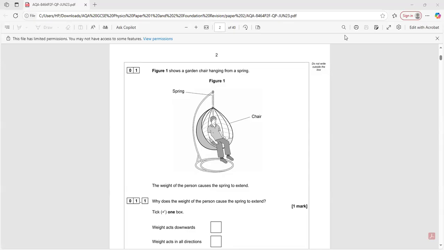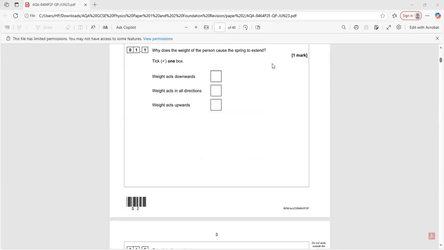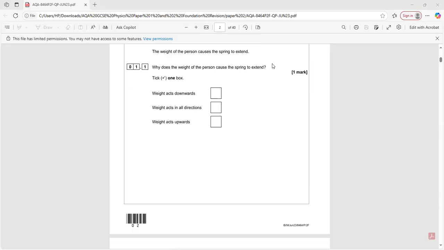Can you see my screen now? Yes. Okay. All right. So let's see the root.